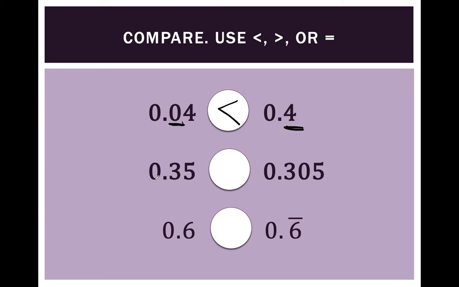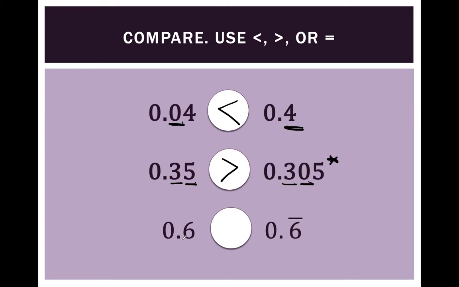For the second example, again, they both have a 0 in the ones place. In this example, they both have 3's also in the tenths place. So that means I need to go to the hundredths place to compare. And since 5 is greater than 0, that means that 35 hundredths is greater than 305 thousandths. A common misconception is that this number on the right, 0.305, is bigger because there are more numbers. That is not true.